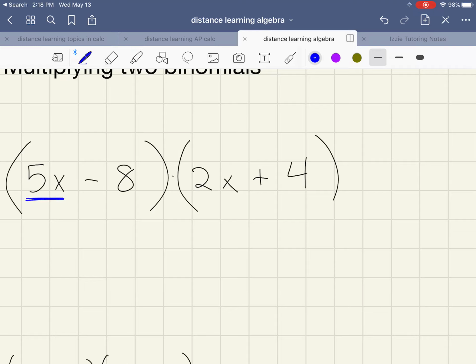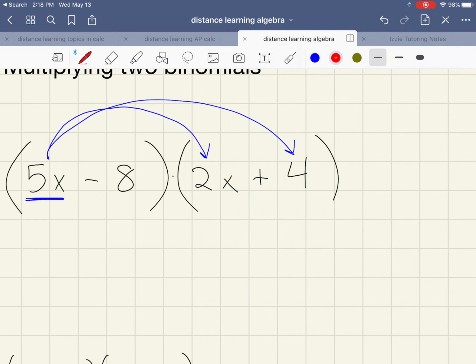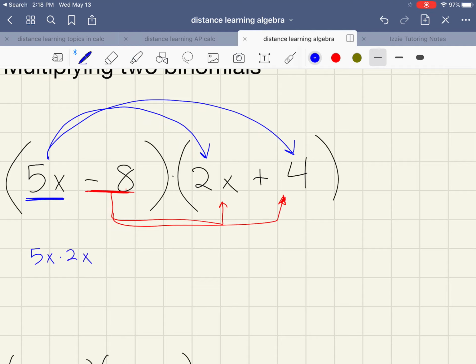So basically, we're going to take this 5x and we're going to distribute it into the second binomial. And we're also going to take this 8, which happens to pair up with that negative. So negative 8 distributed into that same second binomial. So we're going to get 4 pieces. So 5x times 2x. I'm just going to write that out. 5x times 2x, and then 5x times a positive 4.